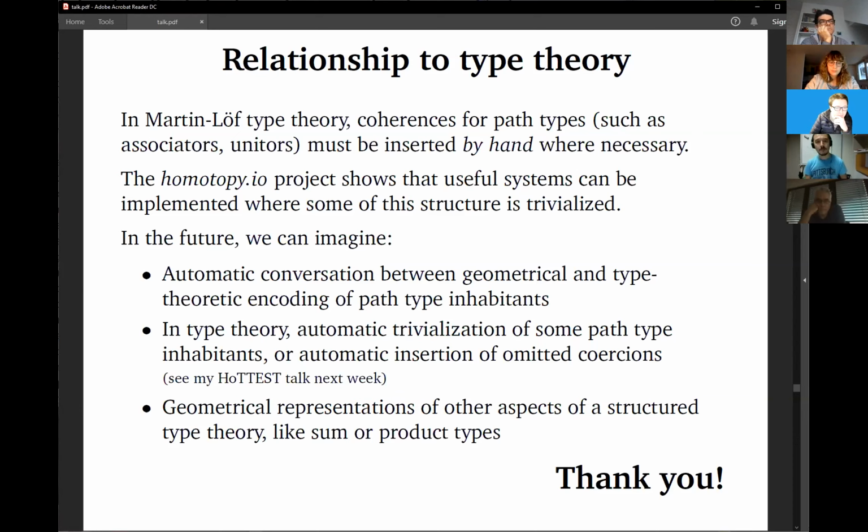I may not be familiar enough with simplicial approaches to higher category theory to give a very good answer to your question. Maybe you're not satisfied by that. No, thank you. Thank you very much. Yeah, I've got a question. Hmm? I've got a question.